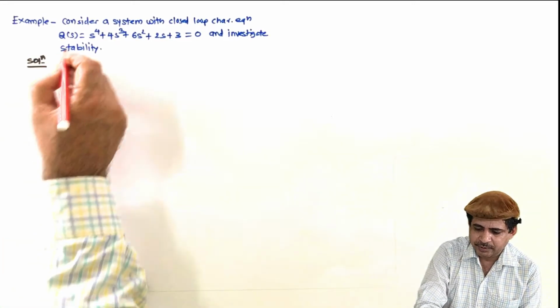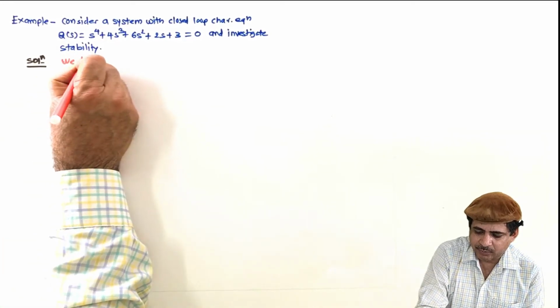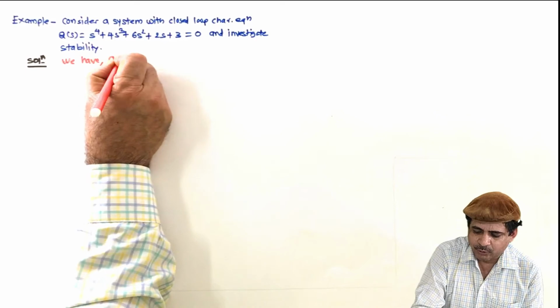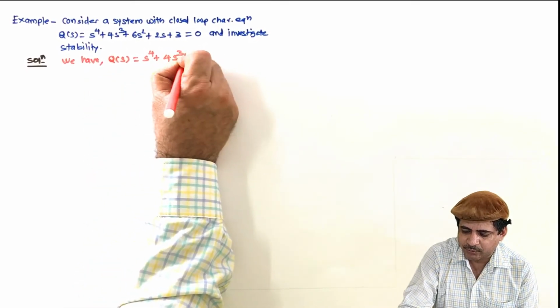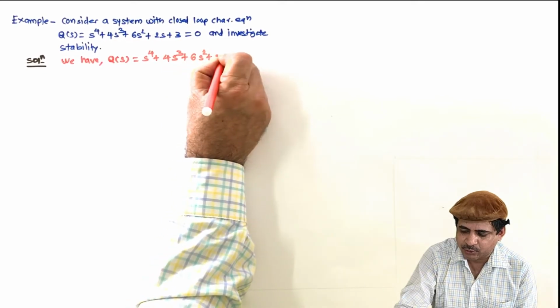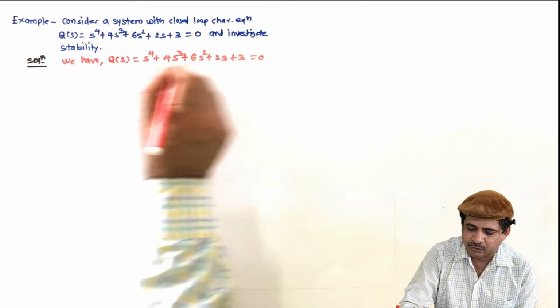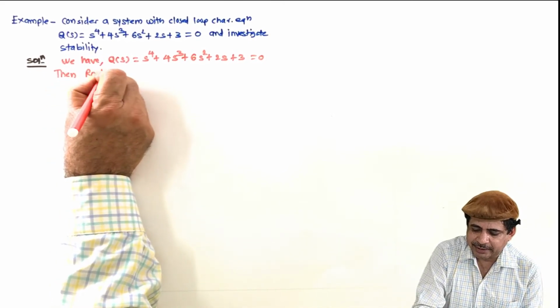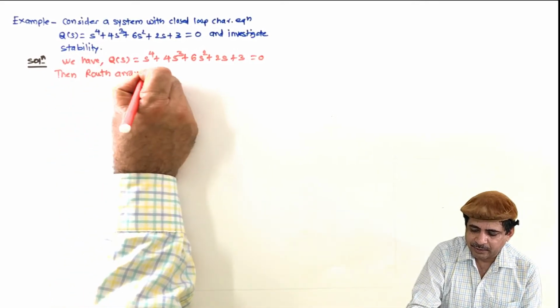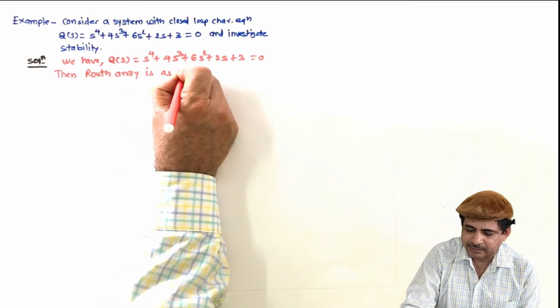So we have q of s is equal to s raised to 4 plus 4s cube plus 6s square plus 2s plus 3 equal to 0. Then the Routh array is as under.